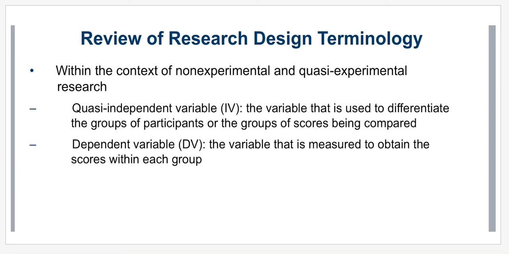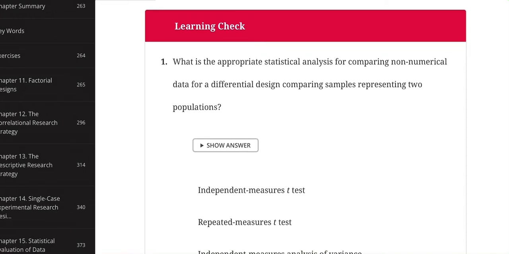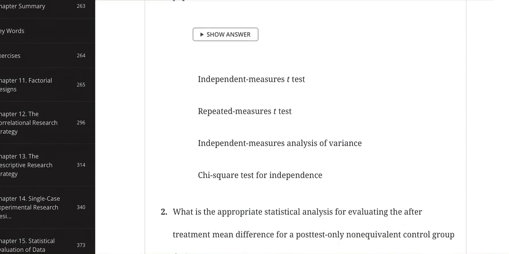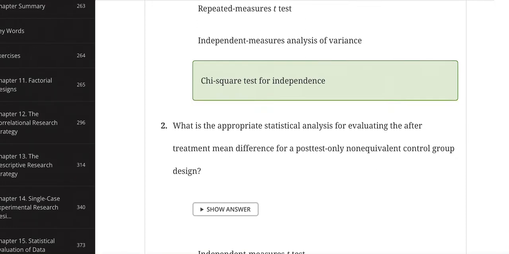So real quick, let's do the learning check for this section. What is the appropriate statistical analysis for comparing non-numerical data for a differential design comparing samples representing two populations? Honestly, the only phrase you need to look at here is non-numerical. As soon as you see non-numerical, you should have known that it's going to be the chi-square test for independence. Chi-square is what is used for non-numerical scores or non-numerical data.